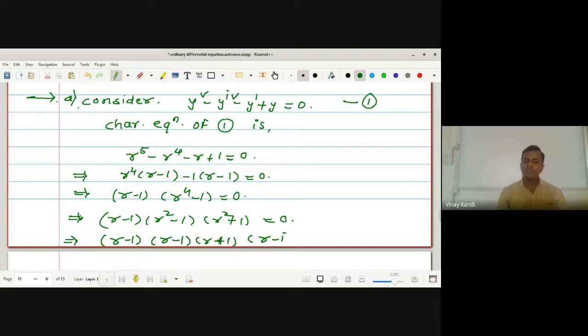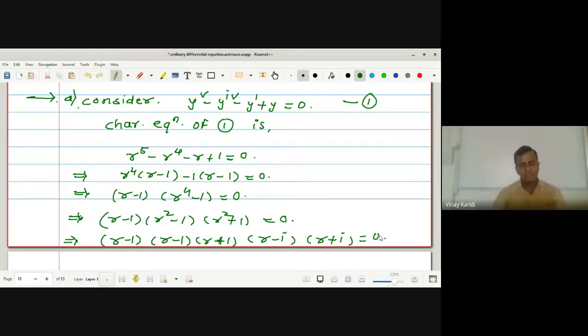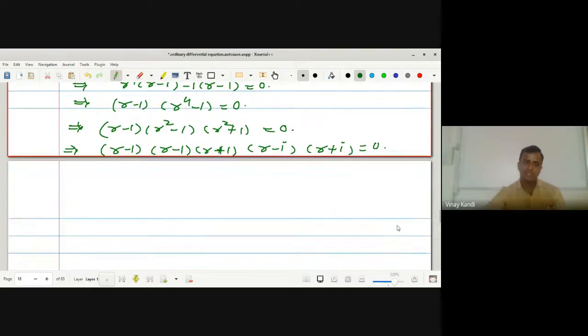r minus i, r plus i. Okay, any doubt? कळतं का? पटपट रूट काढता यायला पाहिजे. Okay, so here we get r is equal to 1, 1, minus 1, plus i and minus i. So here one root is repeated 2 times. Okay, so the required roots are, these are the required roots.